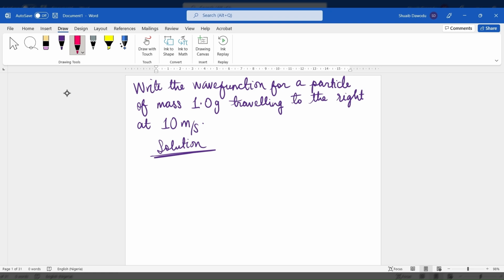So today we're going to be working on the question on the screen that says: write the wave function for a particle of mass 1.0 grams traveling to the right at 10 meters per second. The first thing I wanted to quickly mention is that we're told to write the wave function of a particle, so we're supposed to determine what the wave function is for a mass of 1.0 grams, traveling to the right at 10 meters per second.